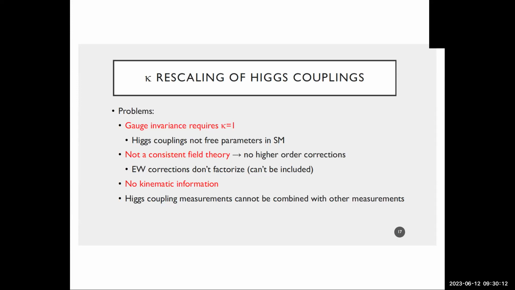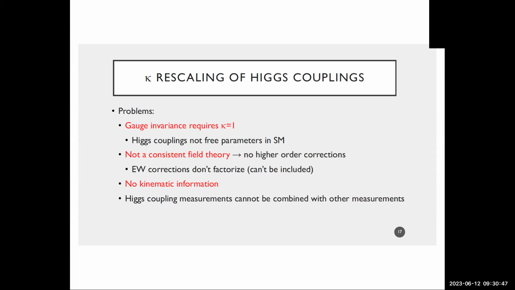The electroweak corrections in particular do not factorize into an initial state times a branching ratio to a final state. They're diagrams where the gauge bosons go from initial state to final state, so they don't factorize this way. Furthermore, if I haven't convinced you yet that this is not the way to go, there's no kinematic information whatsoever in this kind of approach. So you measure Higgs decays to whatever, and we're just rescaling the total rate.